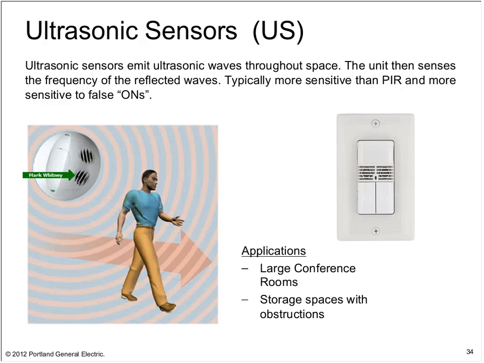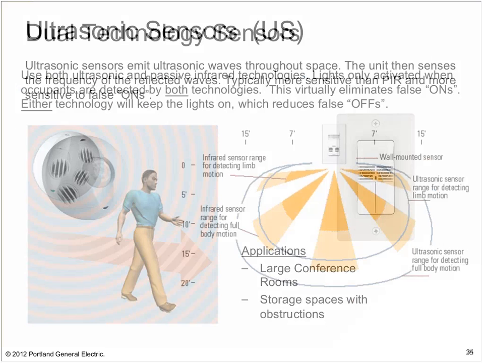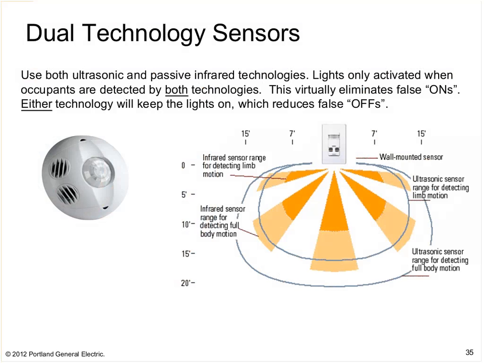If I didn't mention it, it's more expensive. Applications: large conference rooms, storage spaces with obstructions. Now, sometimes it makes sense to combine two sensor technologies to give you the best performance. With dual technology, the lights are only activated when occupants are detected by both technologies. This helps eliminate the false ons, and then either technology will keep the lights on, and that's going to reduce your false offs. As you can imagine, since you're combining two technologies, this one's going to be the most expensive.